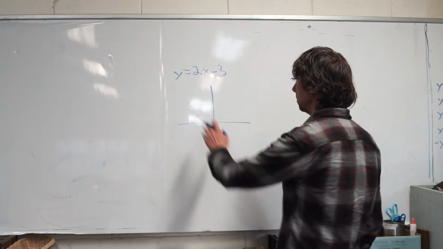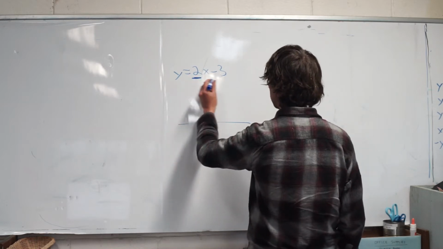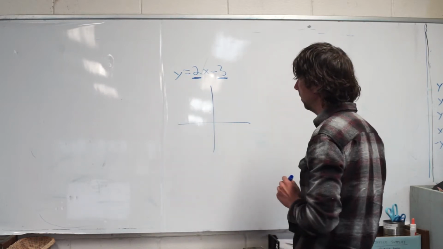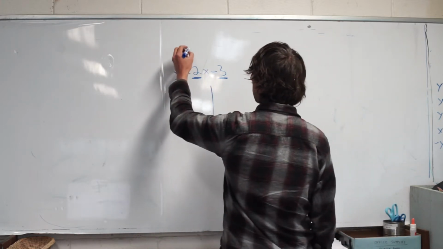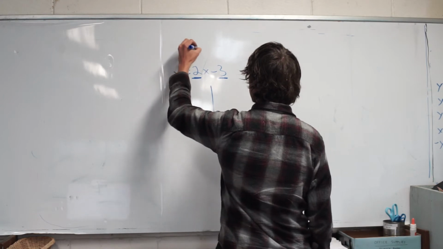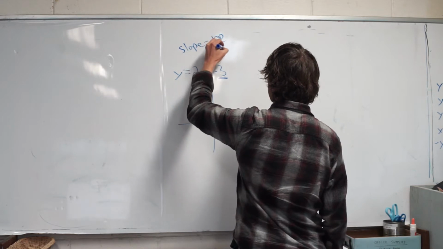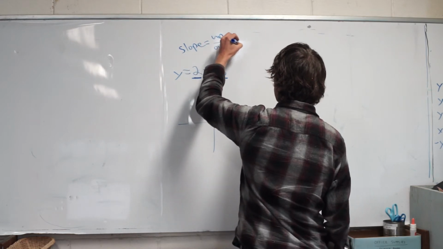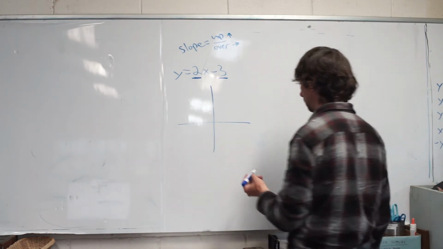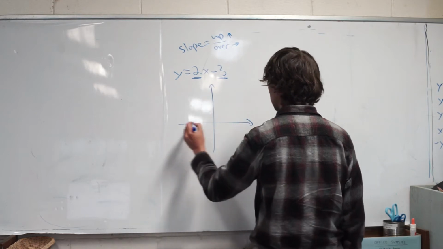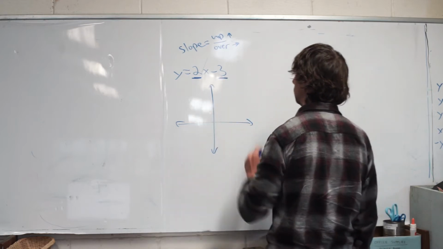So once you've got your equation solved for y, this one already is, you're looking at two things here: the coefficient in front of the x, and the value without an x, okay? So this is a 2, and that 2 tells you what the slope is. And that slope is the ratio of how far it goes up to how far it goes over to the right. Okay, so in this case the slope is 2.